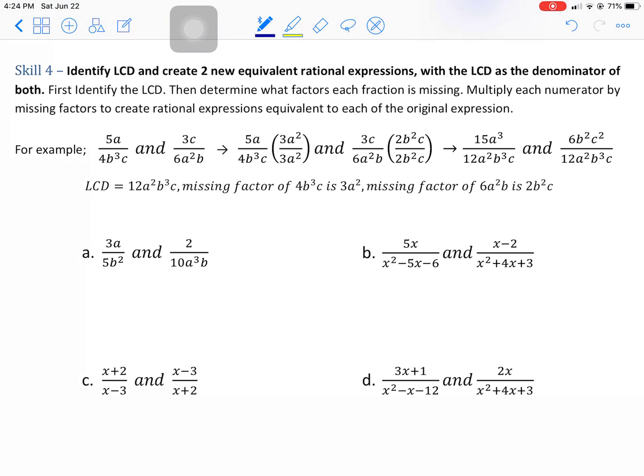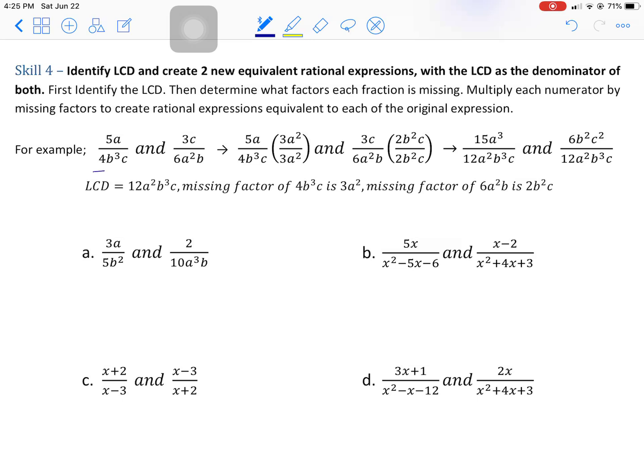All right. Identify the LCD and create two new equivalent rational expressions with the LCD as the denominator of both. First, identify the LCD. Then determine what factor each is missing, multiply the numerator by the missing factors, and create rational expressions equivalent to each of the original expressions. Again, that sounds kind of complicated, but that's math terminology for you.